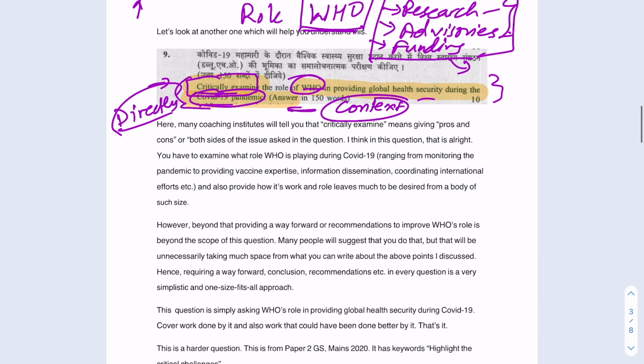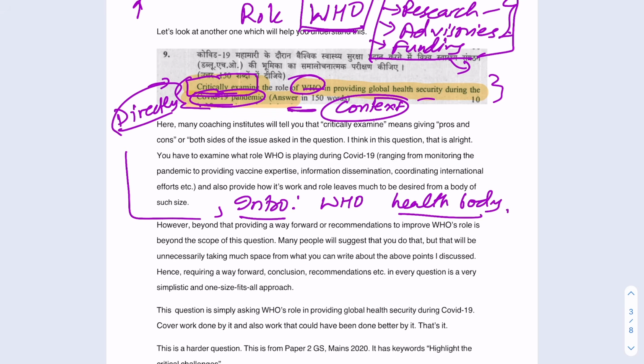Or you can write an introduction which says that WHO, as the leading international health body, plays a key role in management of pandemics, right? And then you can get into what is asked in the question. So any person can have different approaches on the basis of how they have prepared, how they write. No one particular approach is going to fetch you more marks.